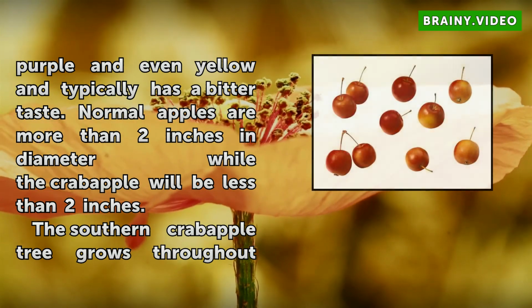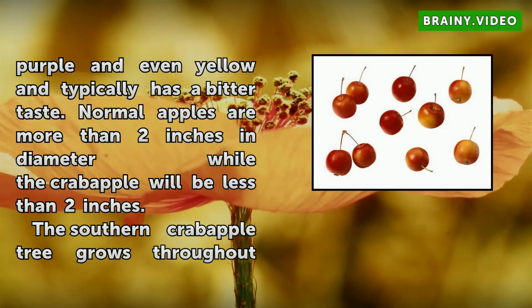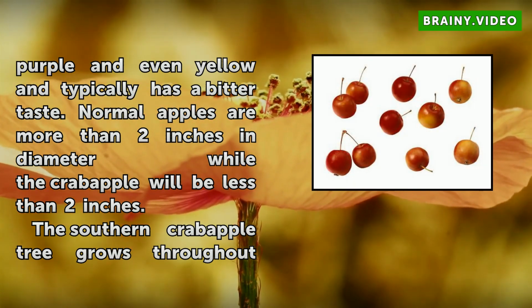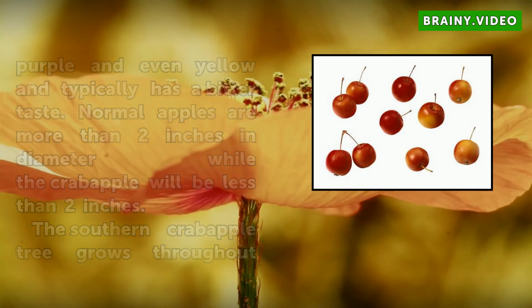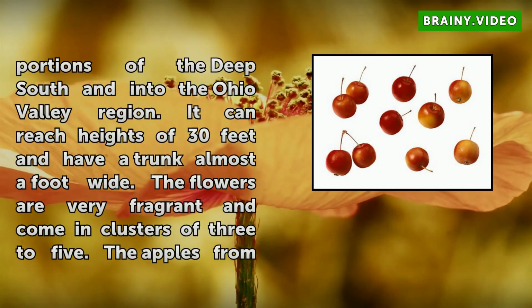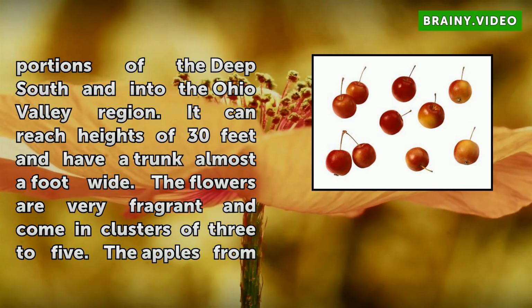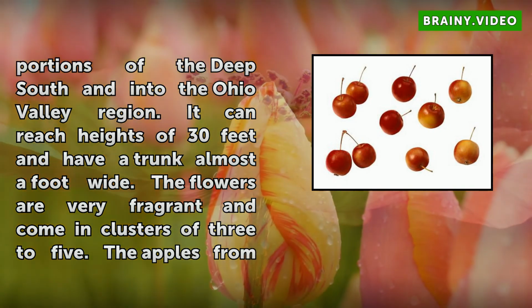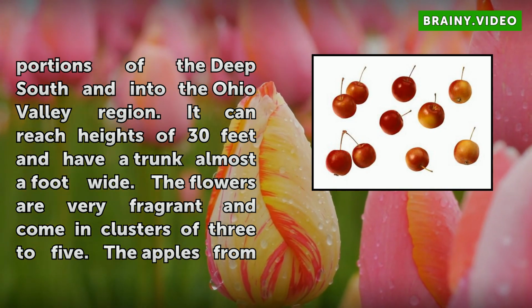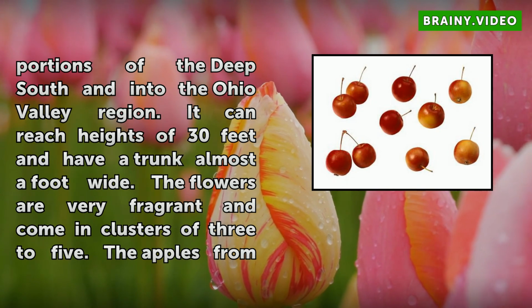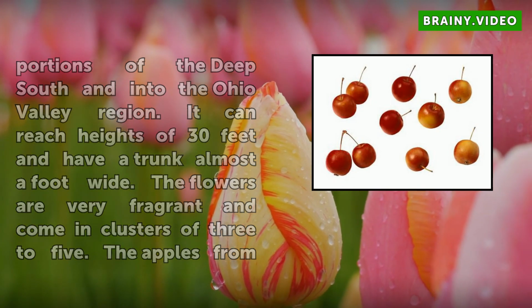The southern crabapple tree grows throughout portions of the Deep South and into the Ohio Valley region. It can reach heights of 30 feet and have a trunk almost a foot wide. The flowers are very fragrant and come in clusters of 3 to 5. The apples from this species are only an inch wide and pale green. The leaves are 1 to 3 inches long and elongated.